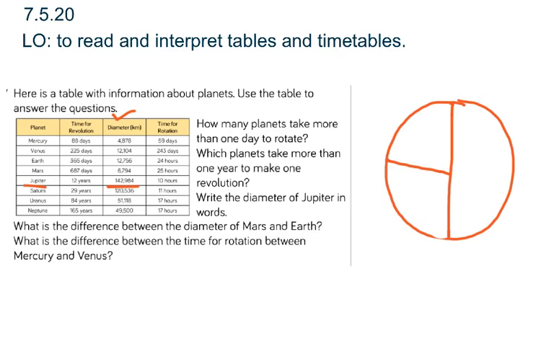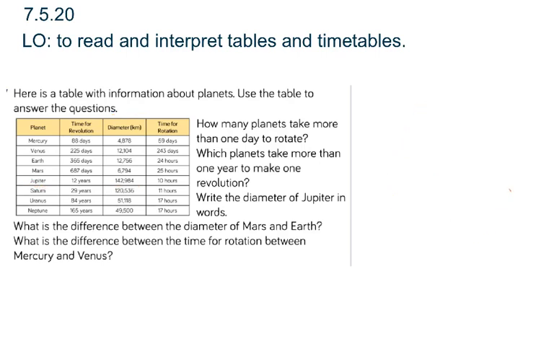Okay, so let's move on to the next question, which is, what is the difference between the diameter of Mars and Earth? Now, we know where that column is. We've just been looking at it. Okay, this one here. So we're looking at Mars. Now the diameter of Mars is 6,794 kilometres, and Earth's diameter is 12,756. So it's significantly bigger than Mars.